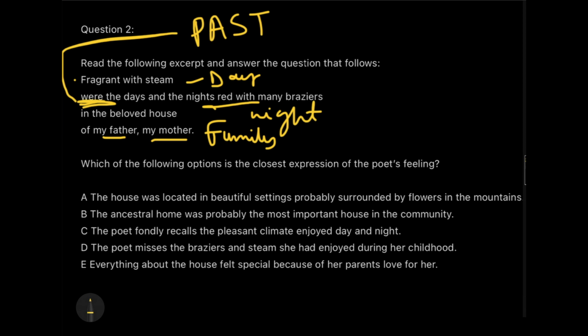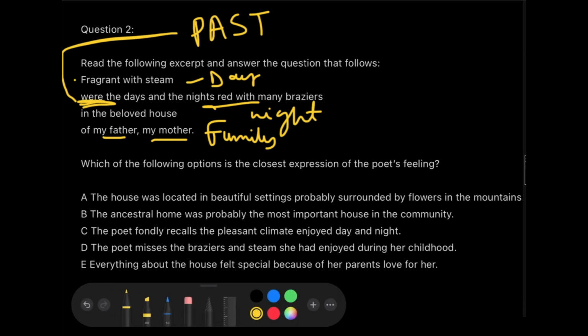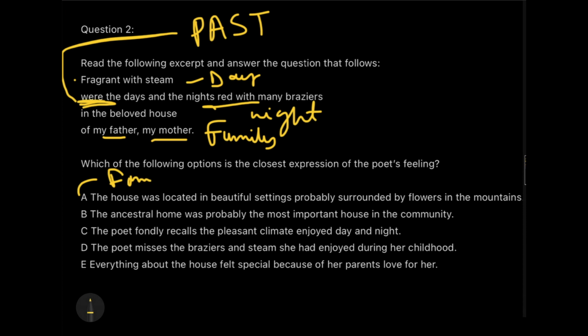Okay, I don't have words to eliminate it, but you very well know that this is focusing the poet's expressions, or the attention of the poet, towards the house. How beautiful the house was. This is the focus. But don't you think that the focus on his family is missing in option A?